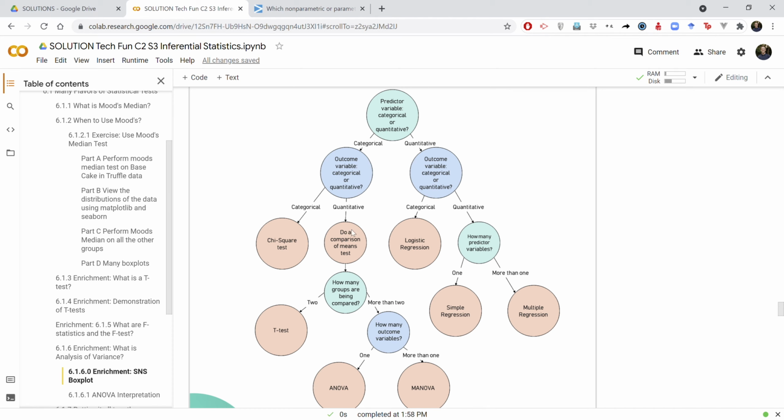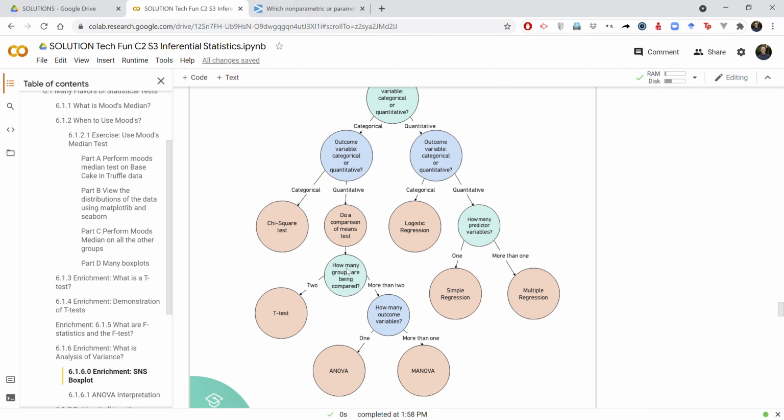And now it says, do a comparison of means test. How many groups are being compared? If we had 2, we could do a 2-sample t-test. But in our case, we had 4, right? Shifts 1, 2, 3, and 4. So we go down here. How many outcome variables? We had just 1, so we do an analysis of variance.